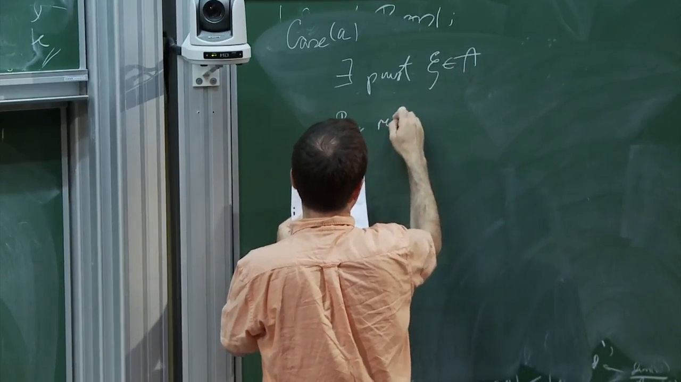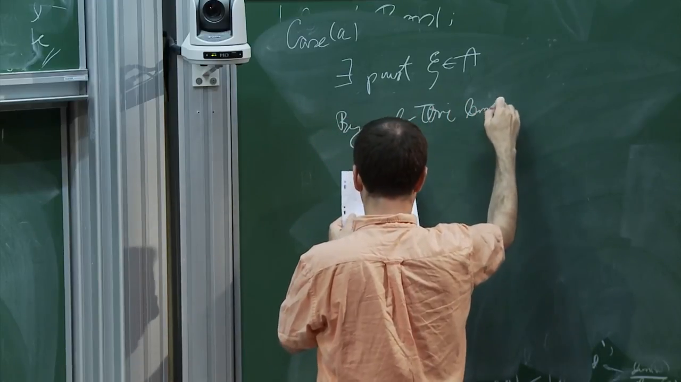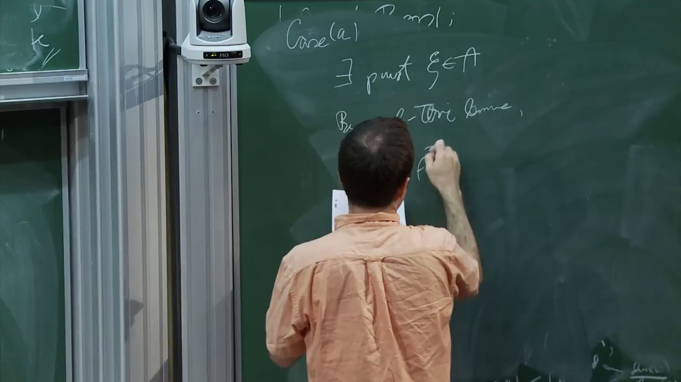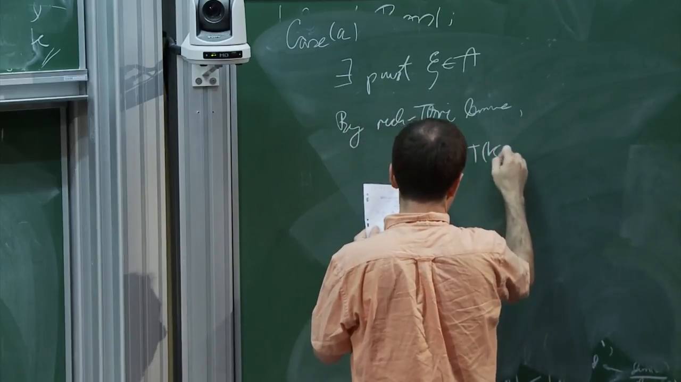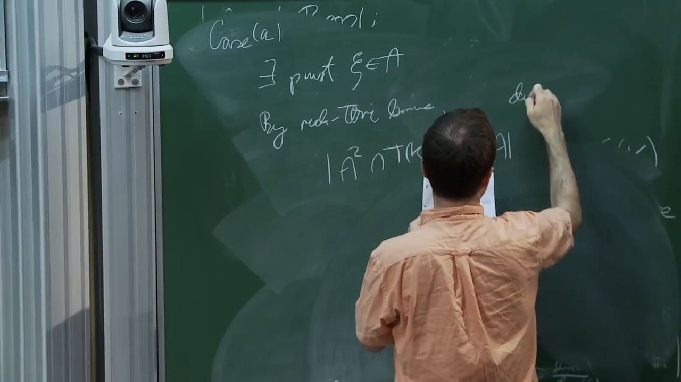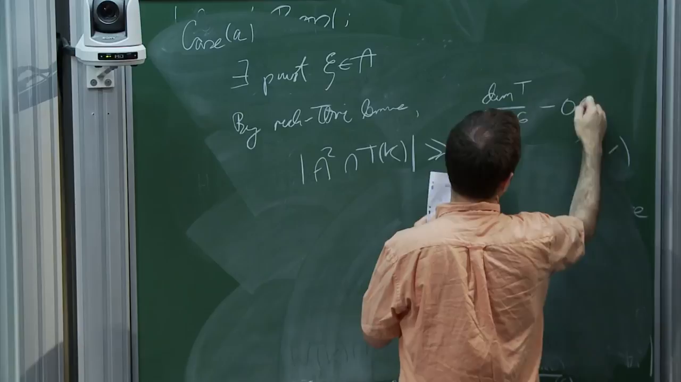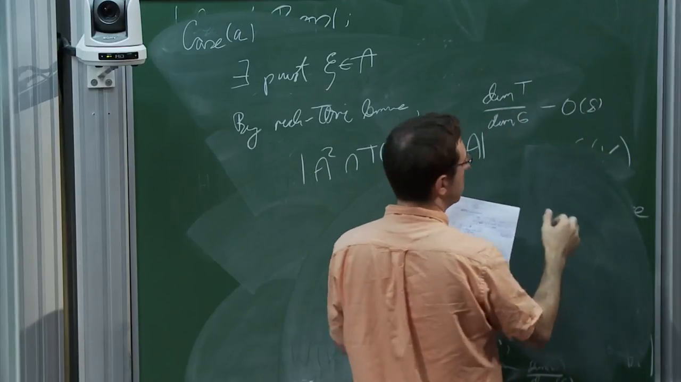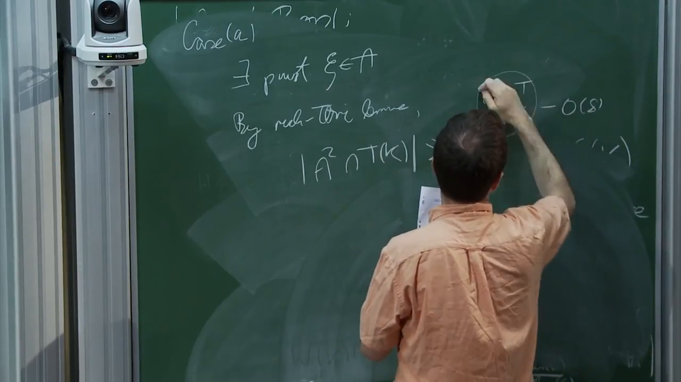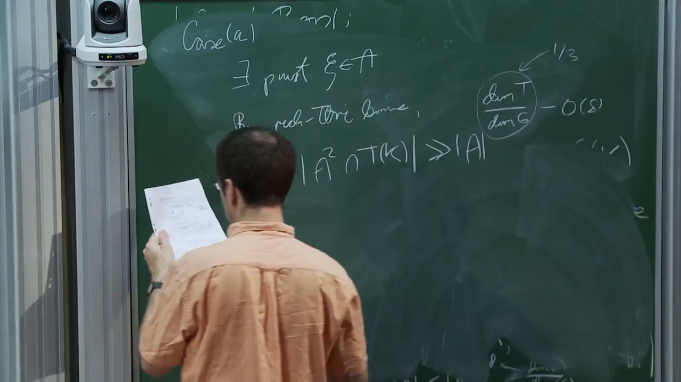By the rich tori lemma, there are many elements in the torus, of size A to the dim T over dim G minus O of delta. The O of delta is coming from that ratio. And this is, of course, just 1/3 in our case, just for concreteness, but that's enough.